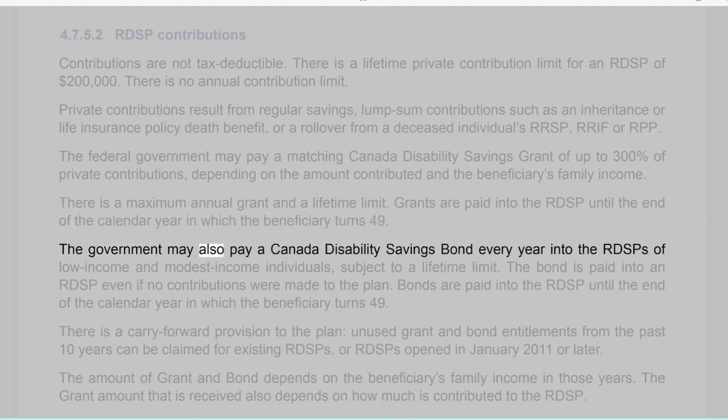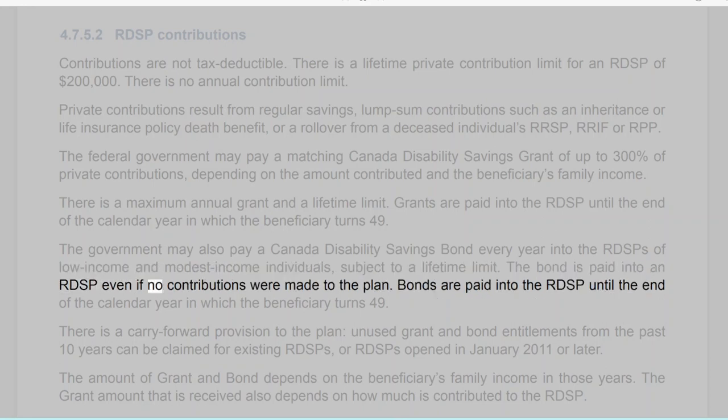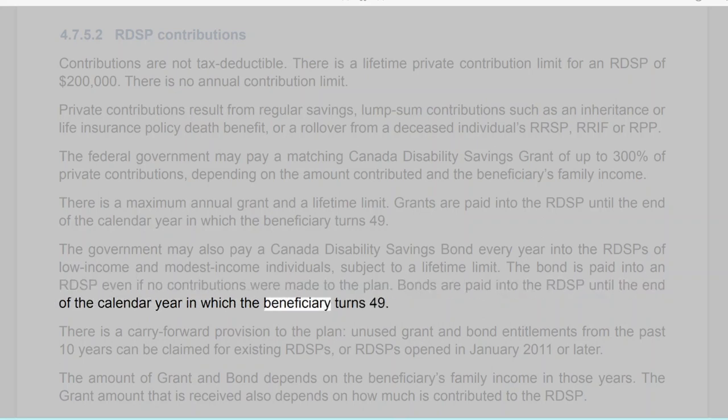The government may also pay a Canada Disability Savings Bond every year into the RDSPs of low-income and modest-income individuals, subject to a lifetime limit. The bond is paid into an RDSP even if no contributions were made to the plan. Bonds are paid into the RDSP until the end of the calendar year in which the beneficiary turns 49.